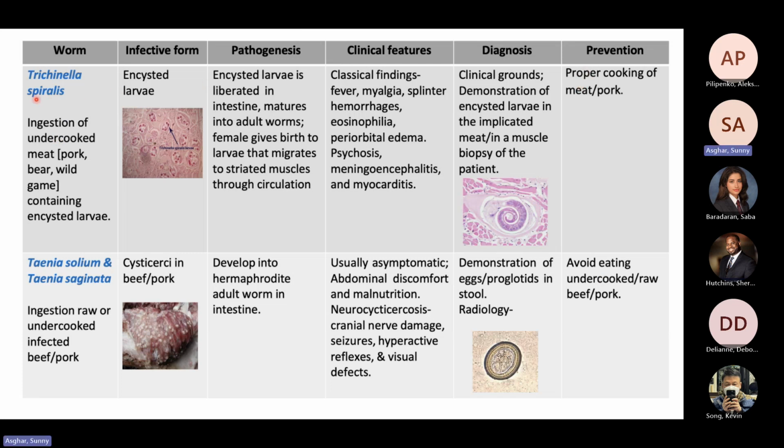So next we have our worms: Trichinella spiralis, our Taenia solium and our Taenia saginata. Questions will usually ask you about someone who has ingested undercooked meat, like pork or whatever it is, and the undercooked meat has these encysted larvae.